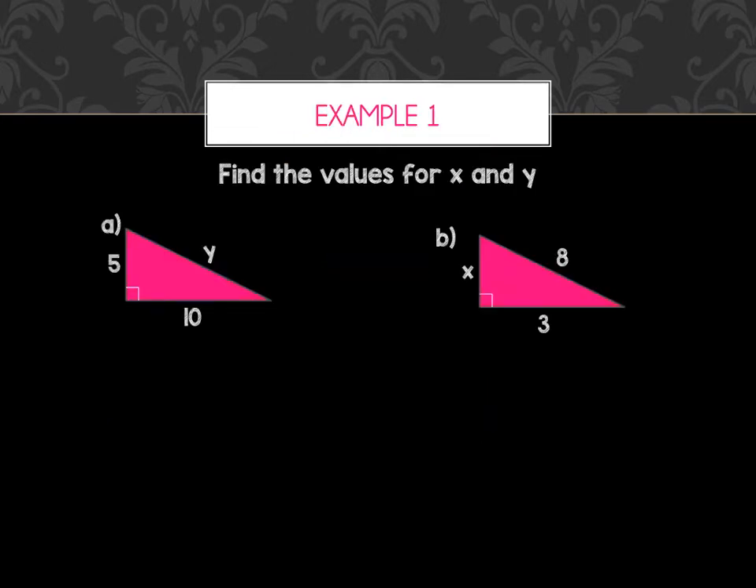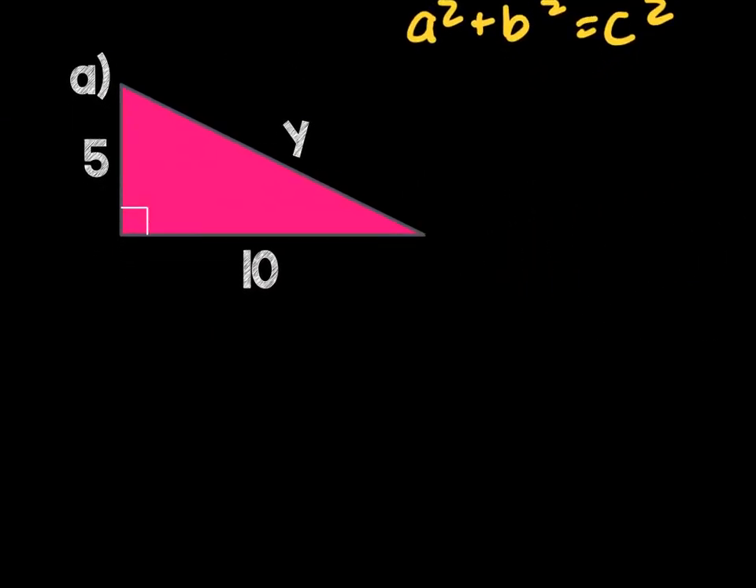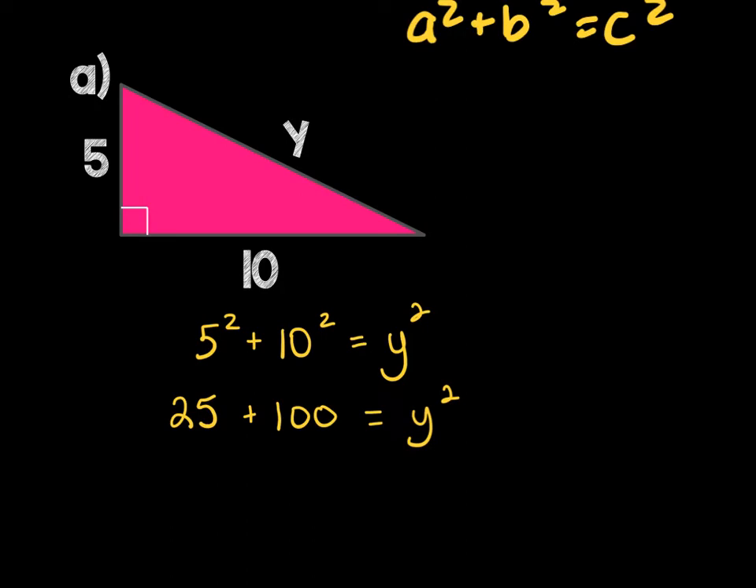All right, so let's practice this. A squared plus b squared equals c squared. This says find the values for x and y. If you look at A first, 5 is on one of the legs, y is on the hypotenuse, and 10 is on the other leg. So 5 can be our A, 5 squared, plus 10 could be the B, and those could be switched, equals y squared. So now I would do 5 times 5, which is 25, 10 times 10, which is 100, equals y squared. Combine my like terms here on the left-hand side, and I get 125 equals y squared.